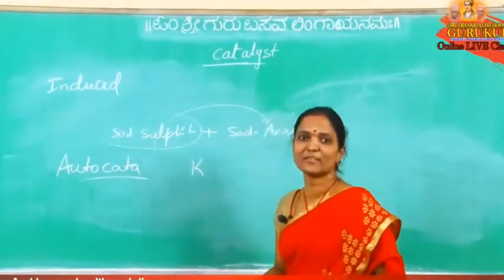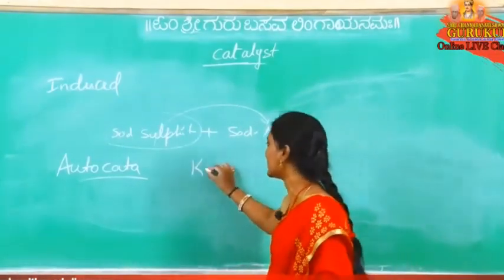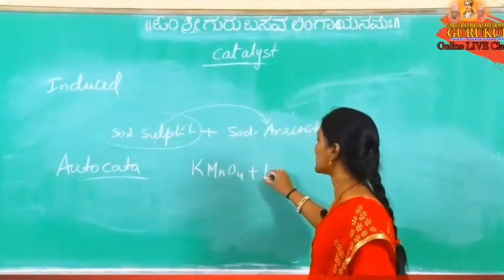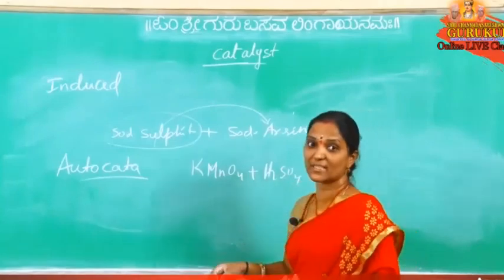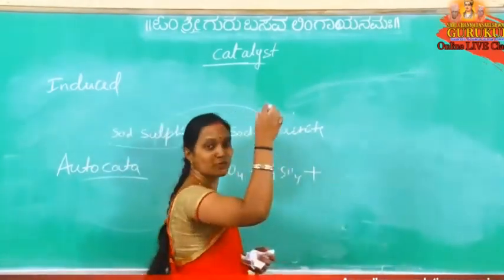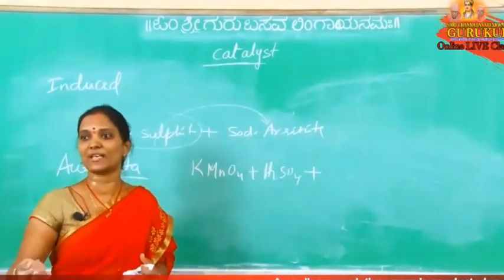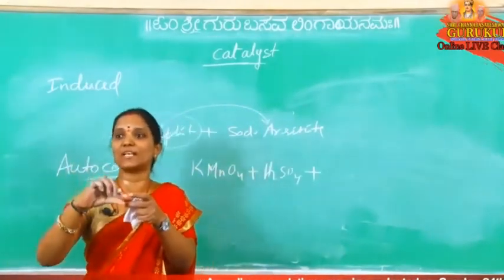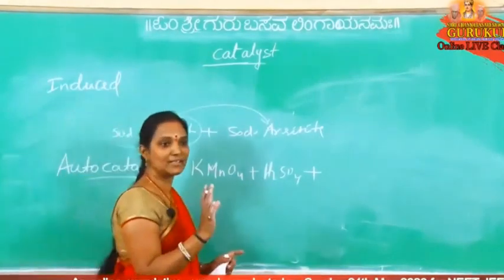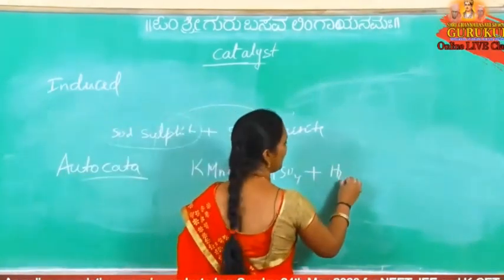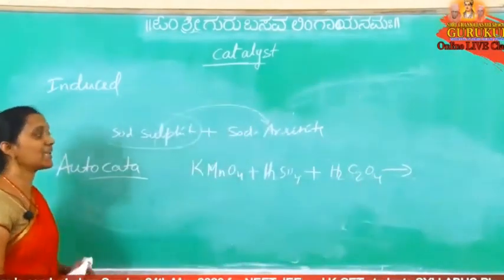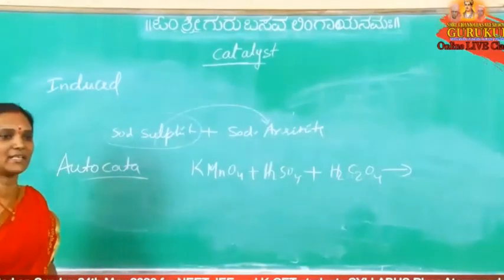A well-known example: in first year in lab you did this experiment, KMnO4 volumetric analysis. KMnO4 in the presence of a little amount of sulfuric acid, with KMnO4 in the burette and oxalic acid in the conical flask. To that we add 10 ml sulfuric acid and a little heat, then we titrate. Remember? H2C2O4. In first year practical we did this one: KMnO4 plus H2SO4 plus oxalic acid.